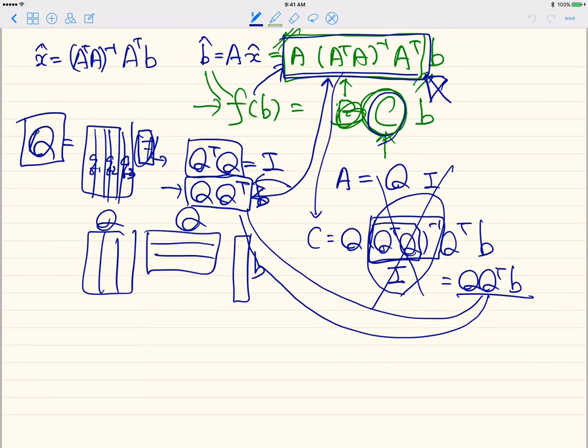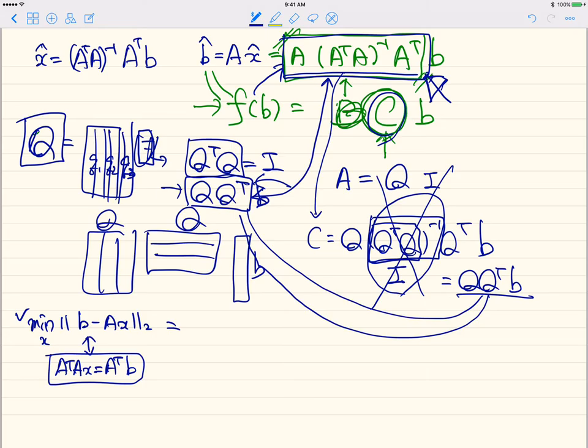Okay, also, let me derive the solution in a different form. So what was the original problem of least squares? So this guy, right? This was the original least squares formulation. Again, the solution of this guy is the same as A transpose A x equals A transpose b, which is our normal equation, right? But we start from this minimization problem. Then this can be rewritten as b minus QRx, if A has a QR decomposition.